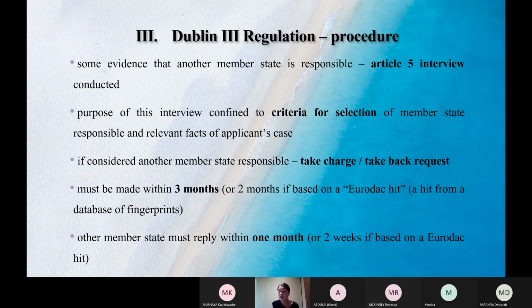If those timelines aren't complied with, the member state that has failed to comply is deemed to have accepted the case. So in the case of the initial take charge or take back request, if that's not done within the 3 months or the 2 months, the initial requesting member state is out of time. So they have to continue to examine the substance of the application. And if the requested member state doesn't comply with the time limits, they are deemed to have accepted. So the transfer will take place.